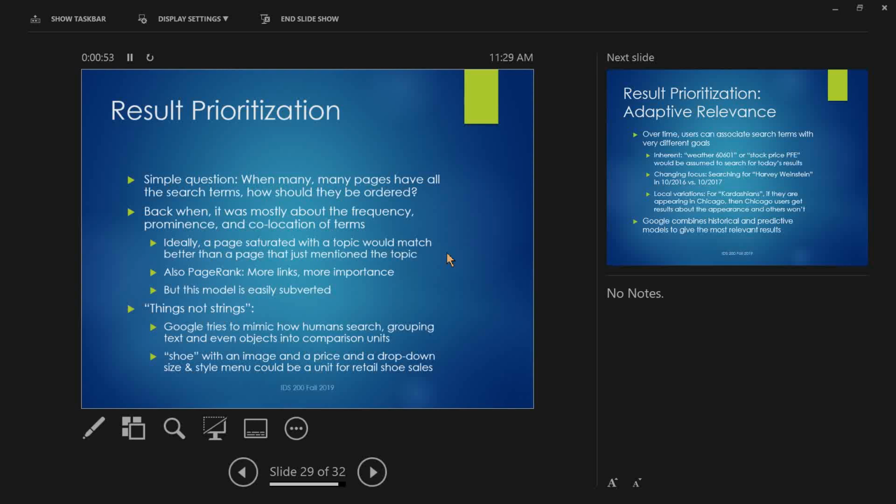So, grouping text, even objects, into comparison units. For example, searching for the word shoe. Google recognizes based on experience, most people looking for shoes are not looking for information about shoes or how to make shoes. They're looking to buy shoes. So if somebody just looks up shoes, Google's going to say, shoes, probably about retail. So we're going to look for sites that are identifiable as retail. So things with images, with prices, with drop-down style menus, whatever, that's going to be a better match for shoes.